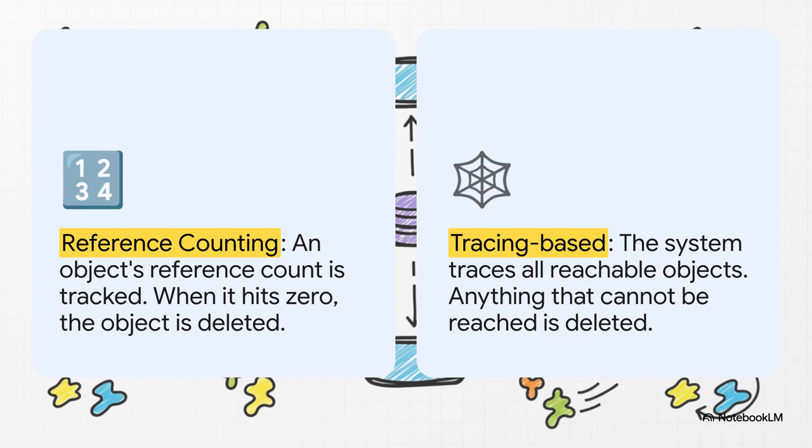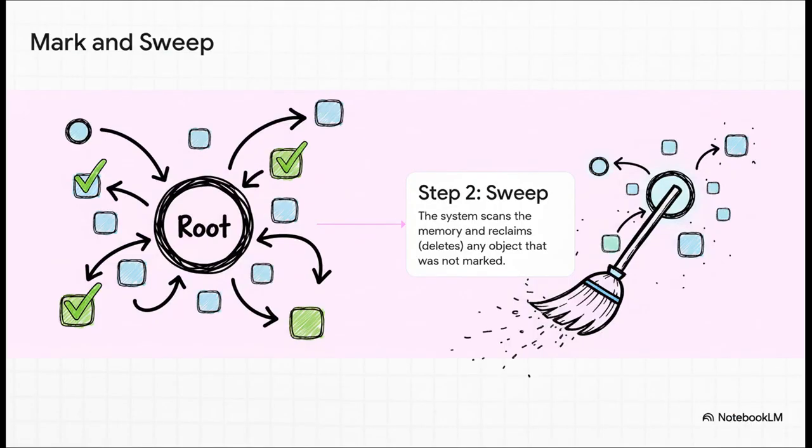The other approach is tracing-based. Here, the system periodically starts from a known root and basically plays detective, following every reference to see which objects are still reachable. Anything it can't find is considered garbage. This method is more robust, but it can cause the whole system to pause for a moment while it does its thing.